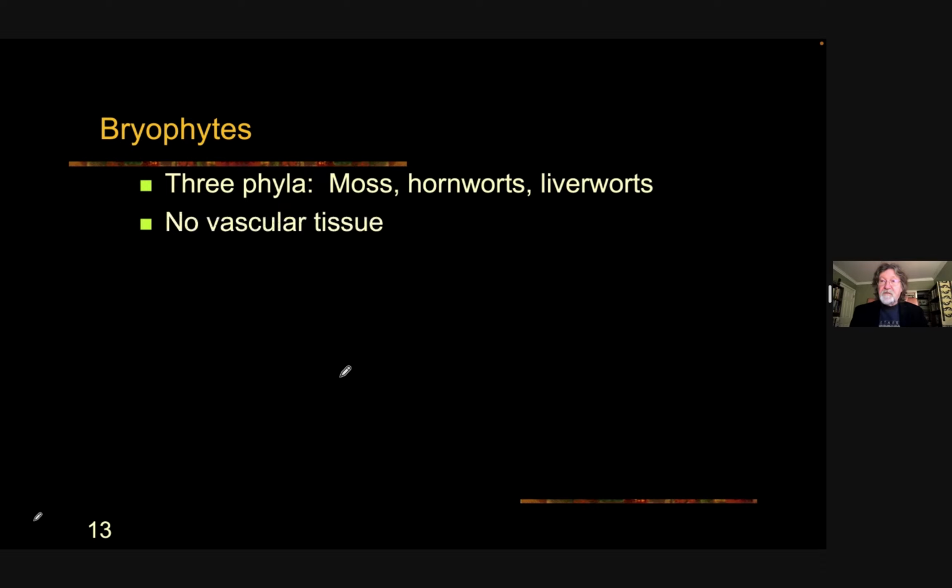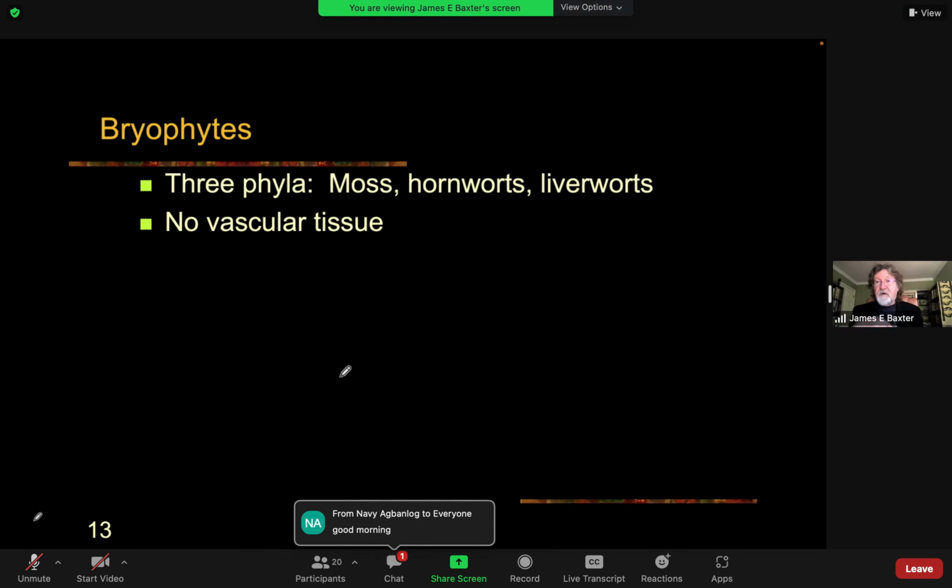And of course, they have no vascular tissue. What is vascular tissue anyway? It is a special type of tissue, and I'll get to it when I get to the next group that does have vascular tissue, that forms a circulatory system within the plant. Now, this allows water to be transported from the roots up to the aerial parts of the plant. It also allows photosynthate to be transported long distances from the leaves or the areas of photosynthesis to the roots and so forth. And so the possession of vascular tissue has allowed these plants to become larger.